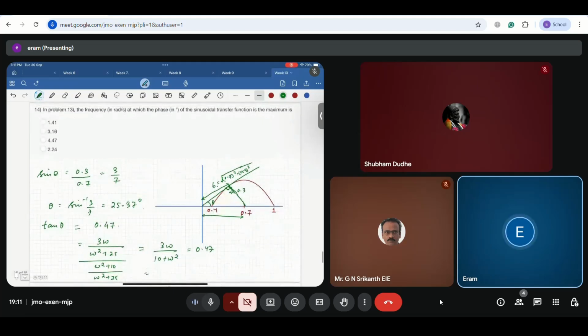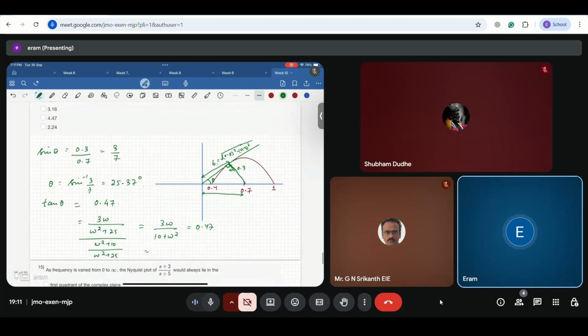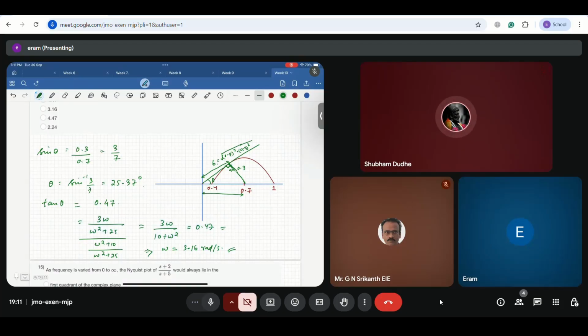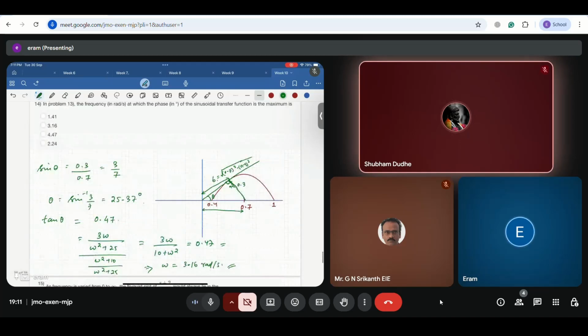I have not calculated it, please calculate it. The correct answer for this is 3.16. So if you calculate it, you will get omega equals 3.16 radian per second. Please check if you are getting this value by calculating omega from here. Just once, 1 minute.